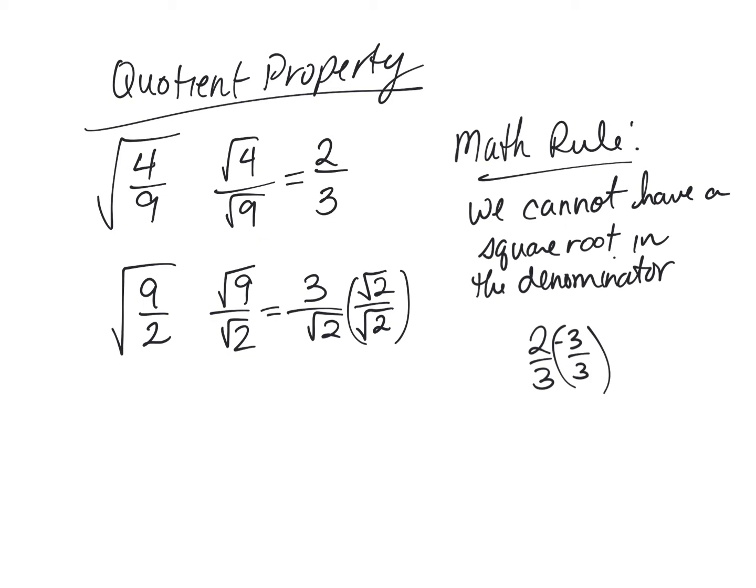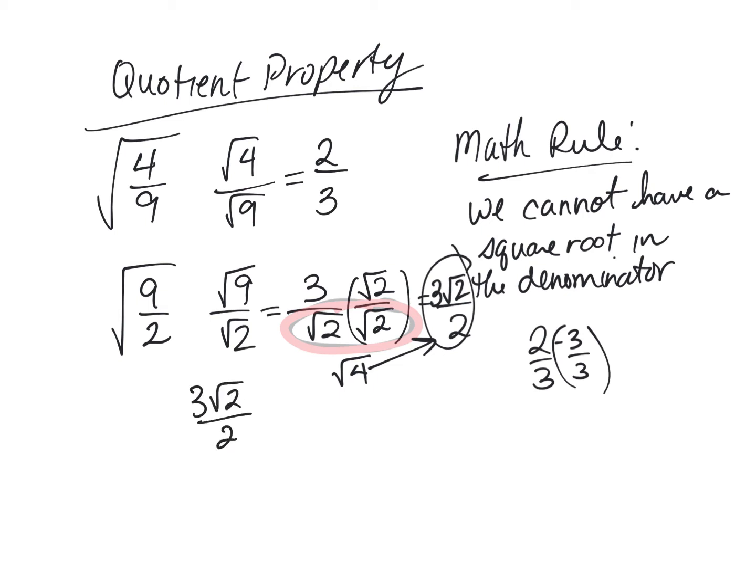And what is the square root of 2 times the square root of 2? 2. The square root of 2 times the square root of 2 is 2. Wait, isn't that the square root of 4? You're right. Isn't the square root of 4 2? Wait, what's the square root of 2? The square root of 2 is square root 2. It's like 1.41, blah, blah, blah. Okay. It's irrational. The top is 3 square root 2. So it's 3 square root 2 over 2.